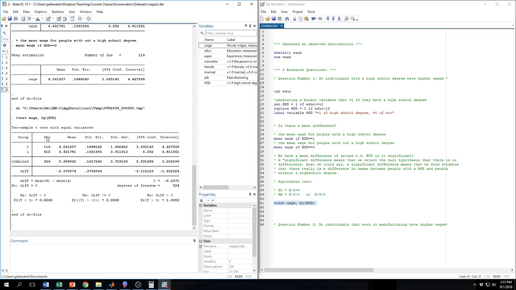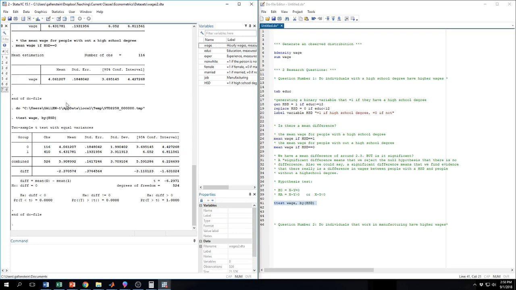All right. Then we have observations. Observations, the number of individuals in the data set that fall into either category. Basically, we have 116 people without high school degrees and 410 people with high school degrees. Then we have the mean, the average. We have the average wages for people that do not have a high school degree. That's what this would be. Okay? The standard error, standard deviation, etc.